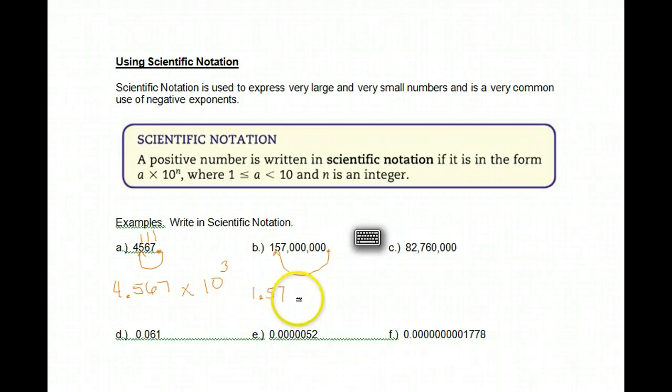So we have 1.57 times 10 to the what power? We need to count those places. So we have 1, 2, 3, 4, 5, 6, 7, 8. We jumped 8 places, so it's 10 to the 8th power. Why don't you go ahead and try letter C for me? Pause the recording, convert letter C to scientific notation.